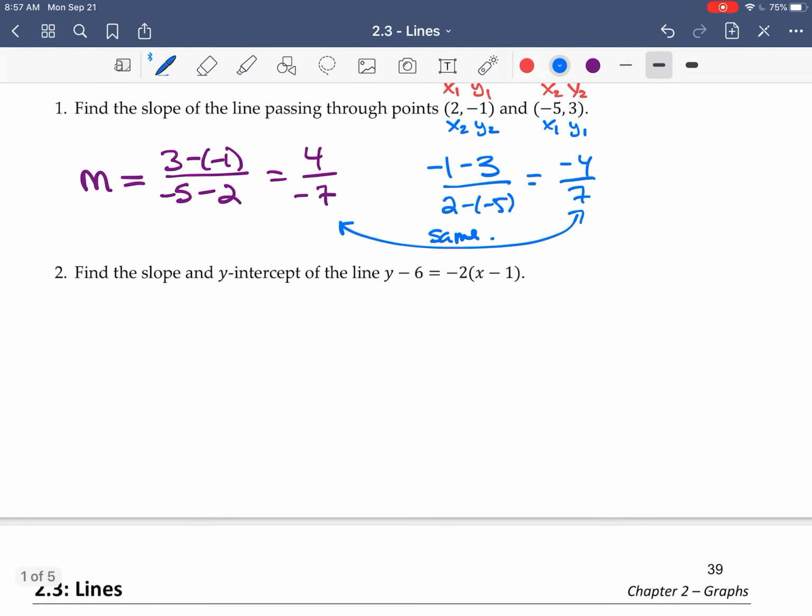Okay, so in example 2 here, we want to find the slope and the y-intercept of this line. So this is an equation for a line. It's not in a very nice form. y minus 6 equals -2 times x minus 1. Actually, it's in a form called point slope form, which we're going to talk about. So if I wanted to find the slope and or the y-intercept, what I can do is just manipulate this equation. So we could put it into slope-intercept form.